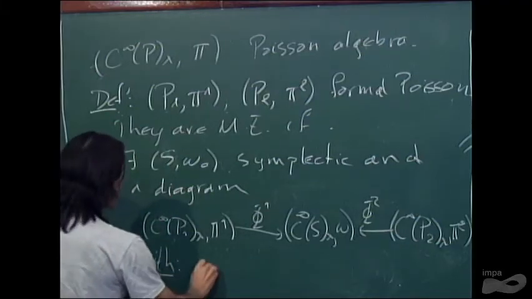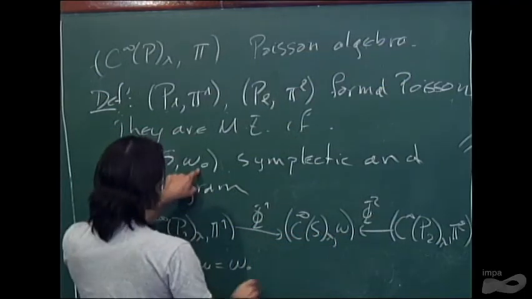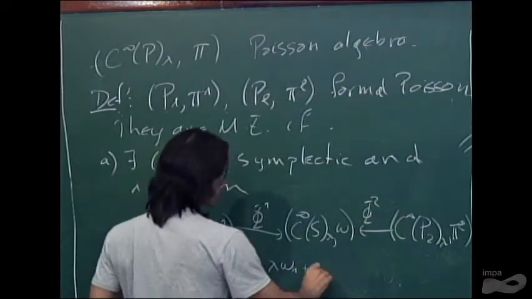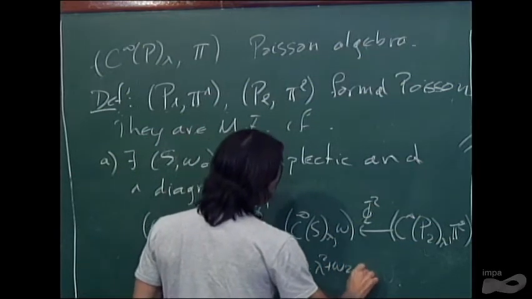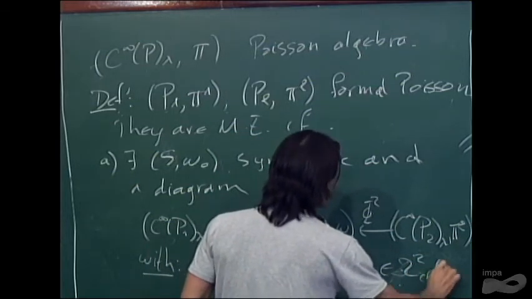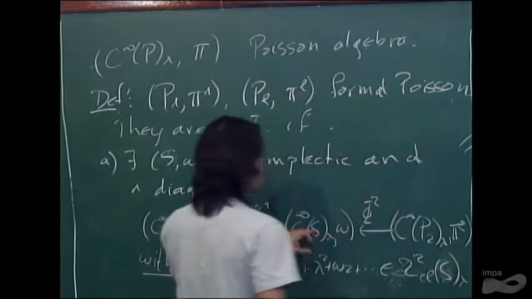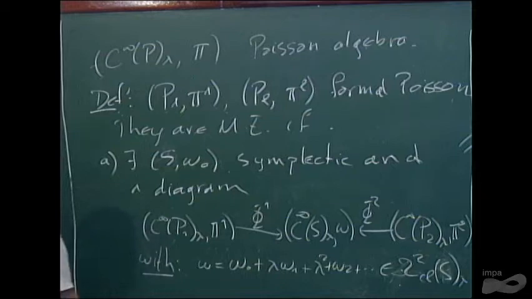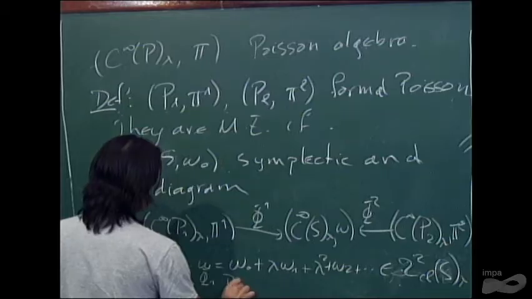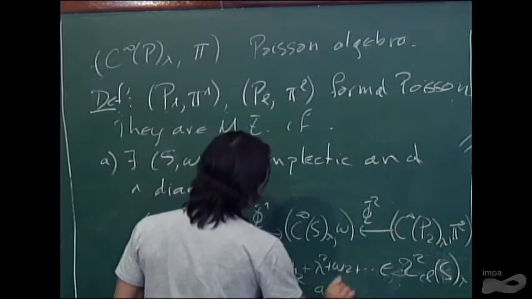Or with omega, this here being something like omega 0, this symplectic structure here, deformed by closed two forms. So this belongs to omega 2 closed of the manifold S, formal power series. And Phi1 you ask to be Poisson, Phi2 to be anti-Poisson.